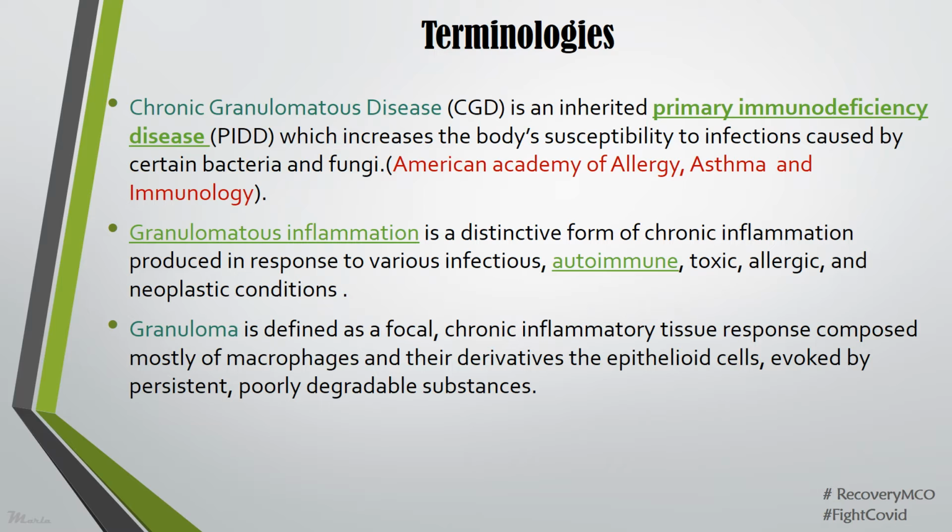Before we begin with the specific topics, let us understand some terminologies which are related to today's chapter. Chronic granulomatous disease is an inherited primary immunodeficiency disease which increases the body's susceptibility to infections caused by certain bacteria and fungi. This description of chronic granulomatous disease has been given by the American Academy of Allergy, Asthma and Immunology.